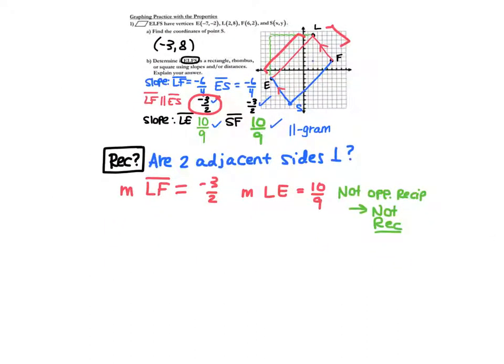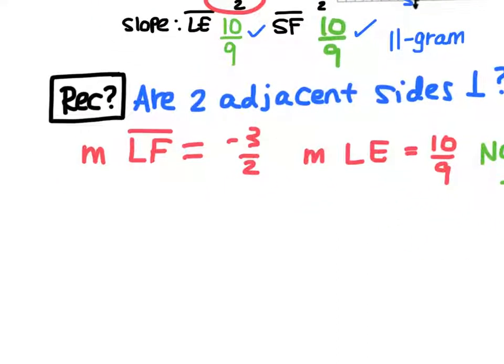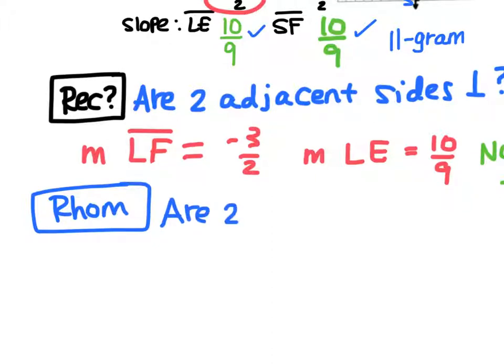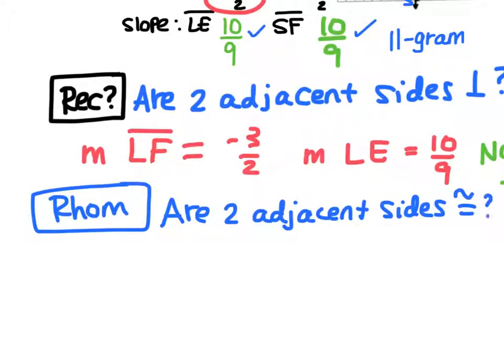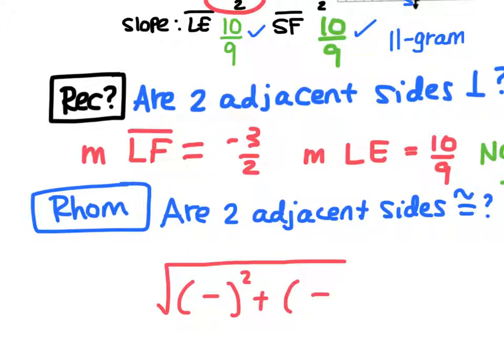Okay. I also need to show whether or not it's a rhombus. Clearly, the distances aren't going to be the same, but in order to show whether or not something is a rhombus, I actually need to do the distance formula and prove it. So much fun. And so again, I'm going to pick two adjacent sides. Are they congruent? That's the question. I'm going to write down the distance formula skeleton. Okay, and I'm going to pick two adjacent sides.